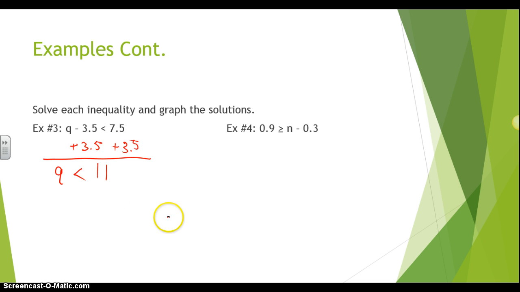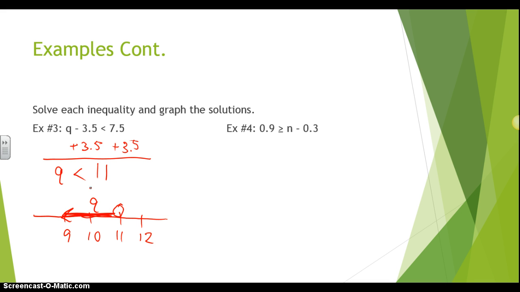So if I draw a straight line for my graph, q less than 11, I do not include 11, so I have an open circle at 11. Q is less than, so I'm going to shade again to the left with my arrow, so q can be any number less than 11.